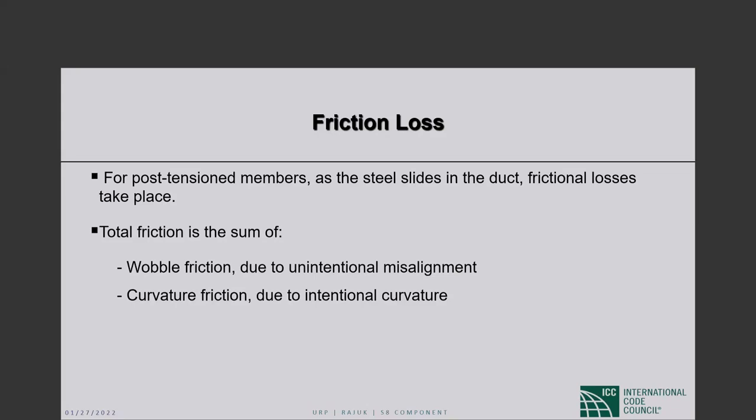The two kinds of friction loss: wobble friction due to unintentional misalignment. That means you didn't intend that to happen. And curvature friction due to intentional curvature if you have curved ducts.